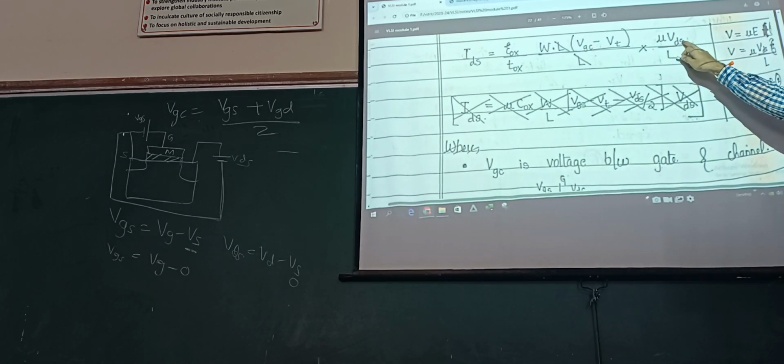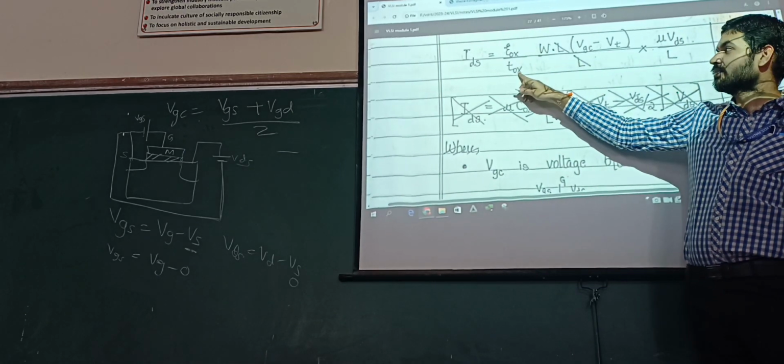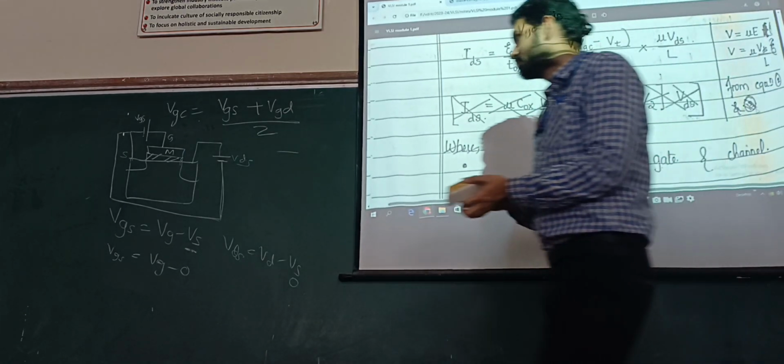VDS is outside. Okay. And epsilon naught by Tox, what do we get? Let me write it now.